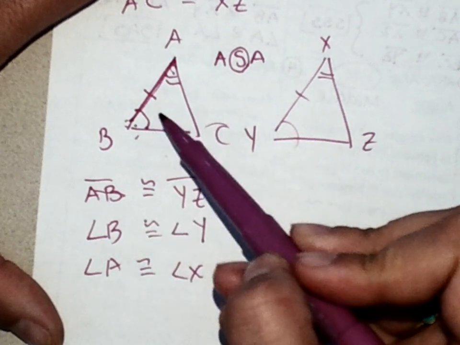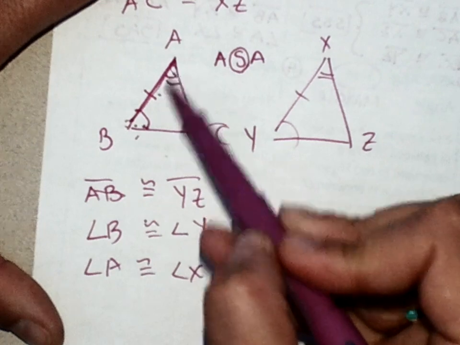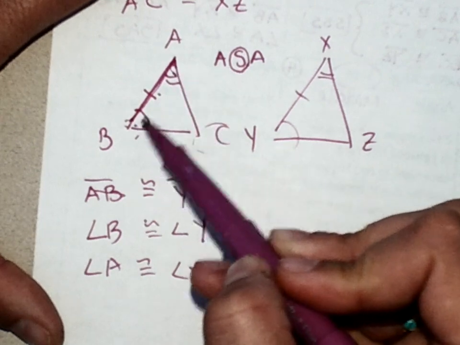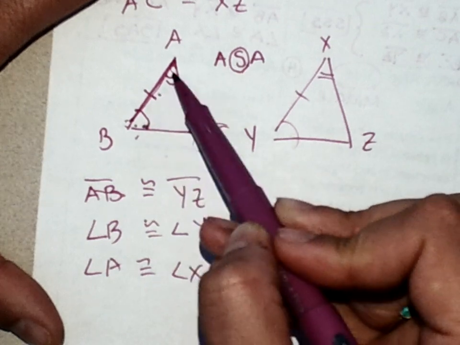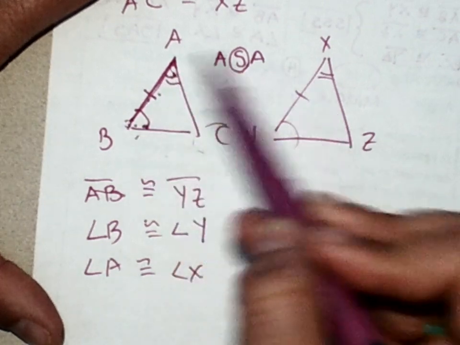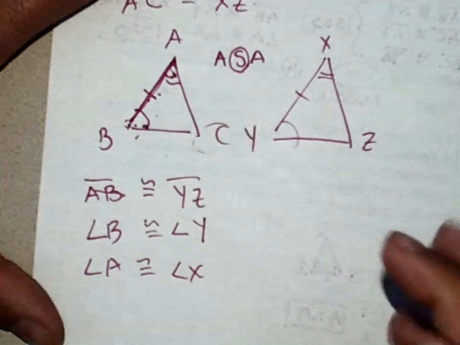So then again, by angle, side, angle, use your pen or pencil and trace to make sure that everything is going in the right order. Angle, side, angle, or angle, side, angle. We've proven that these two triangles are congruent by this theorem.